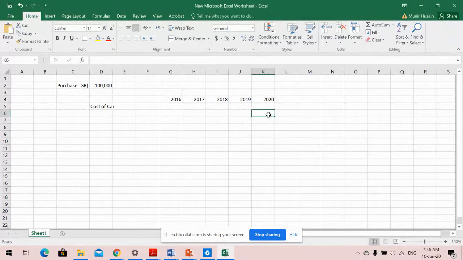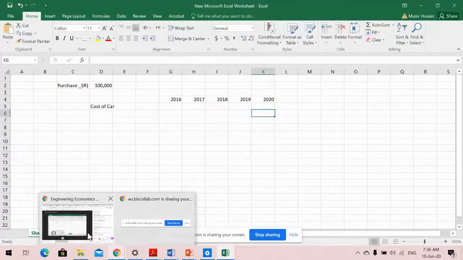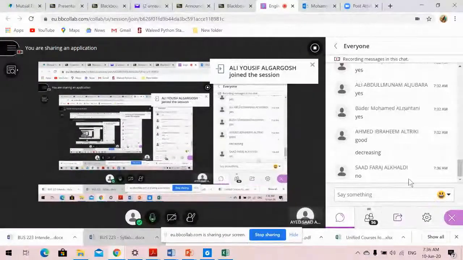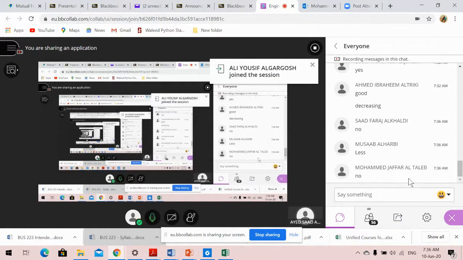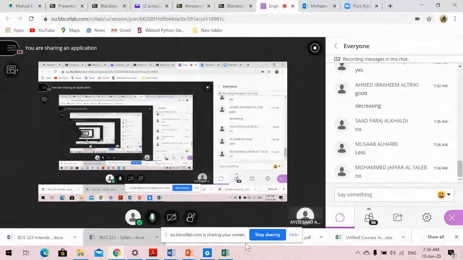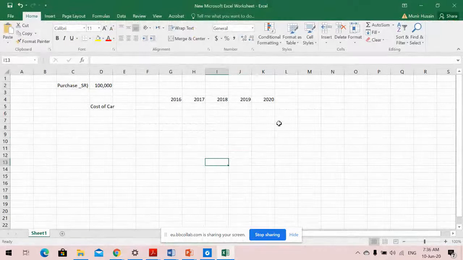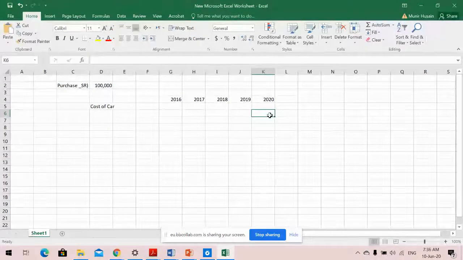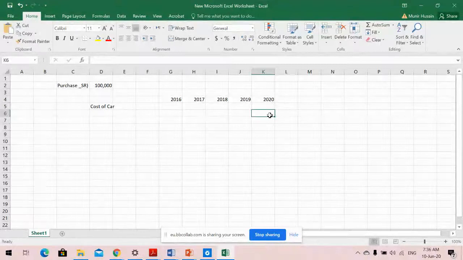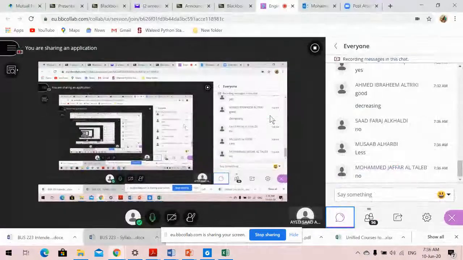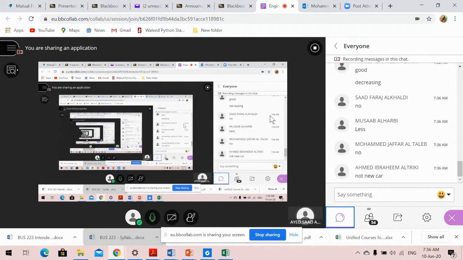Today is 2020. What is the value of this car? Is it the same 100,000? Can someone tell me? Is it the same? It's not, right? Why is it not? Do you know why the value is less? Can someone tell me why the value is less? Yes, the car is not new, because it has been used.